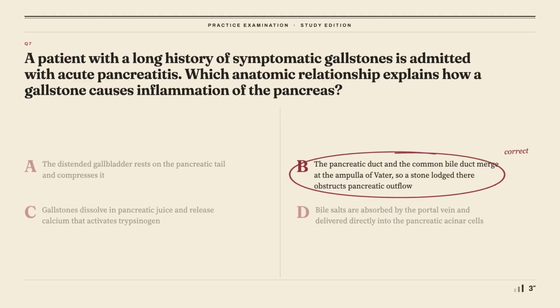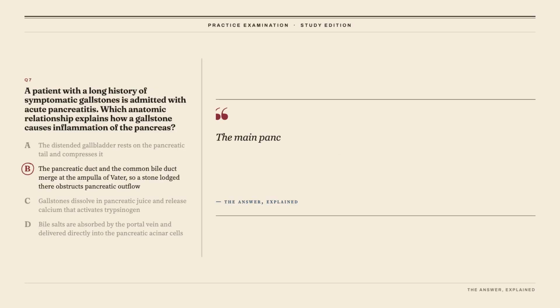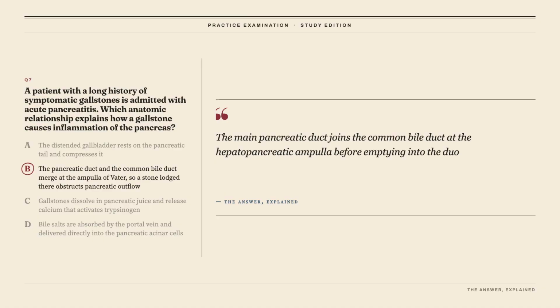The correct answer is B. The pancreatic duct and the common bile duct merge at the ampulla of Vater, so a stone lodged there obstructs pancreatic outflow. B is correct because the main pancreatic duct joins the common bile duct at the hepatopancreatic ampulla before emptying into the duodenum through the sphincter of Oddi. A stone impacted at that shared outlet backs up pancreatic secretions and raises pressure inside the gland, and bile may reflux into the pancreatic duct. Both effects trigger premature enzyme activation.